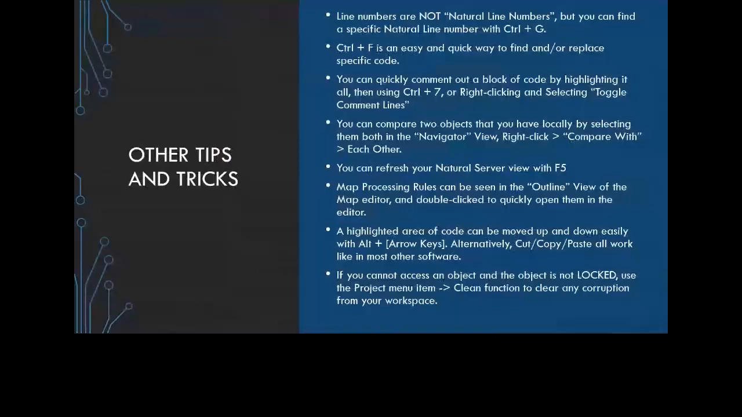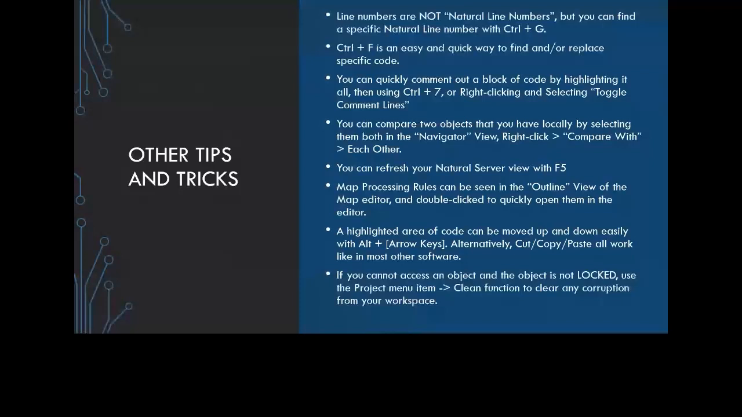Other tips and tricks. These are things that I think are handy to know when you start using NaturalOne. The first one is that the line numbers in NaturalOne are not the natural line numbers, as I said before with the settings. But if you want to find a specific natural line number, if you're looking at an abend and trying to figure out why your code crashed on a certain line number, you can use Control-G and just enter the natural line number, and it'll take you to that line.